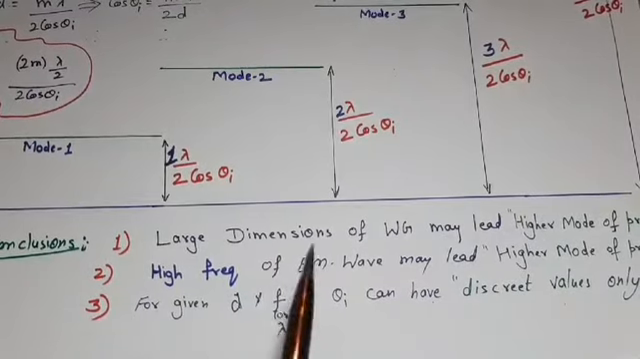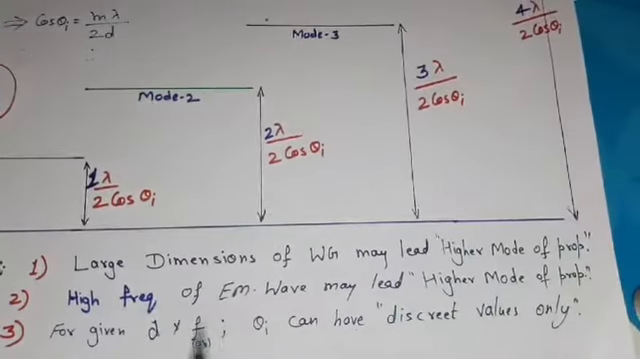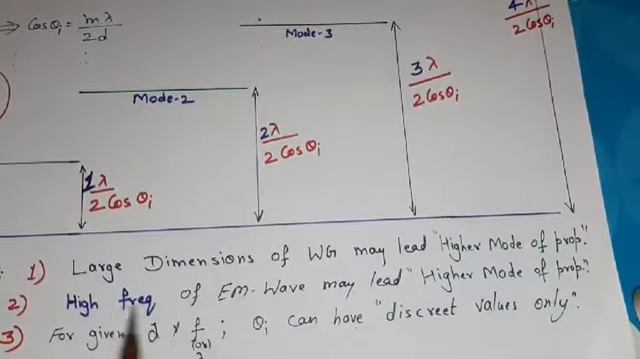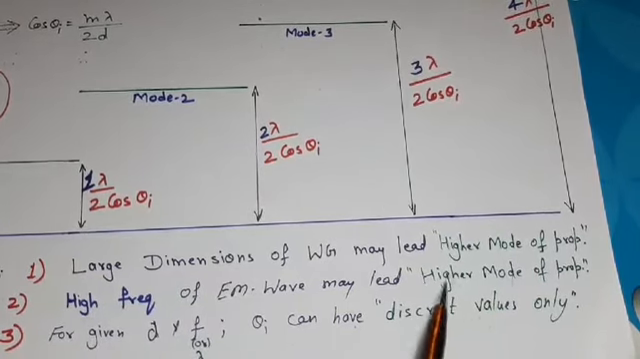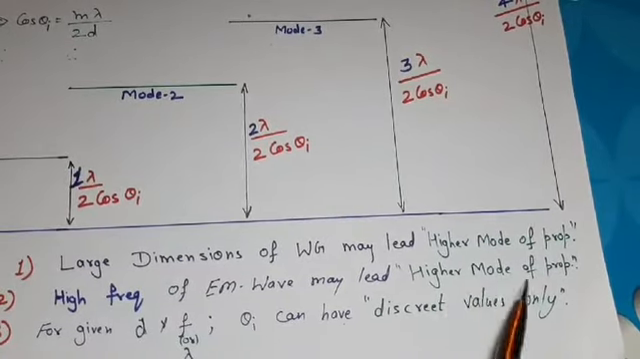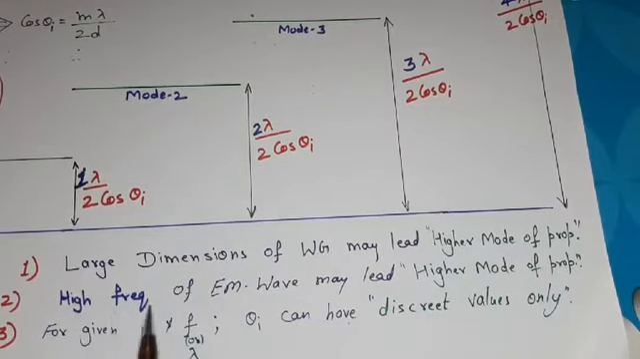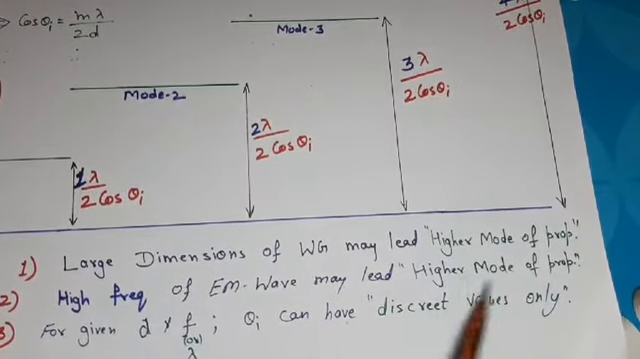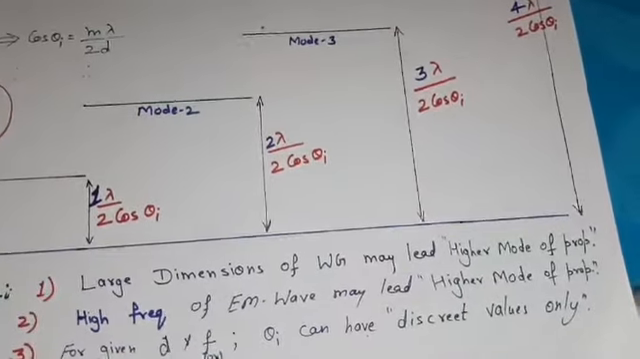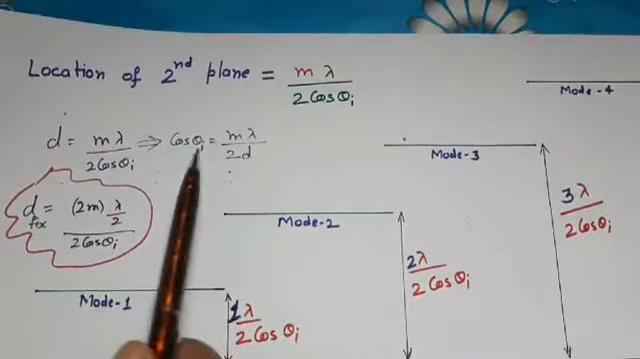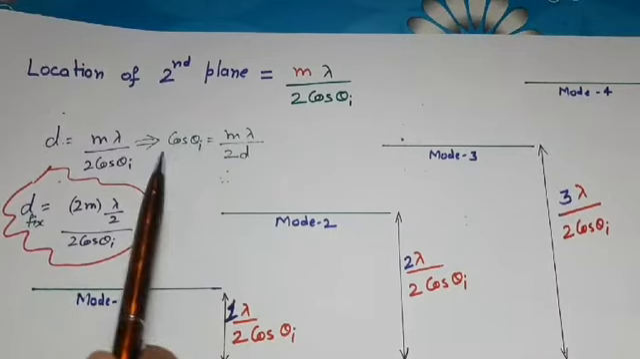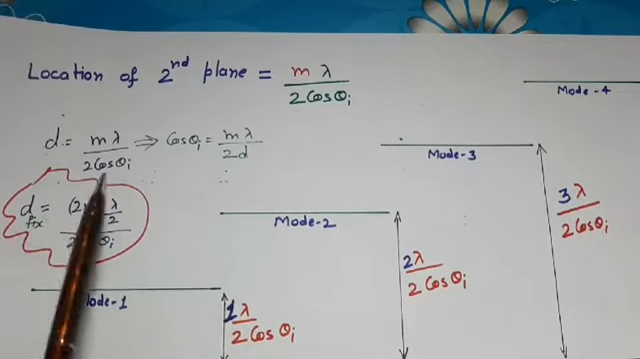In other words, we can say, if we keep the dimensions of the waveguide fixed and just decrease the lambda or increase the frequency, then also there is a tendency of high mode propagation. In simple words, we can say high frequency may result in higher modes. In the third point, just find out cos of theta I in terms of m, lambda and d. Then cos of theta I is equal to m lambda upon 2d.